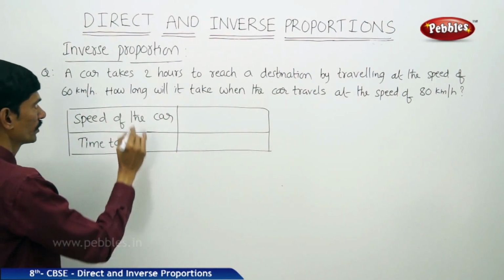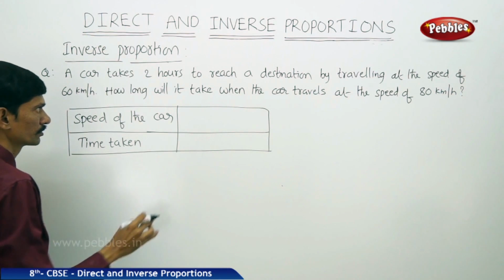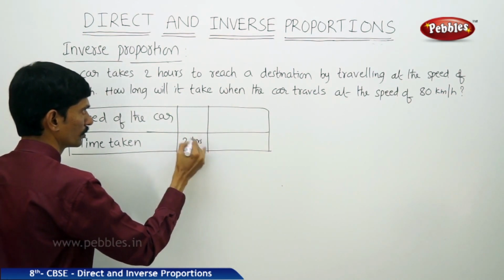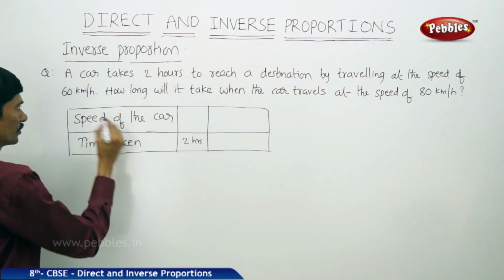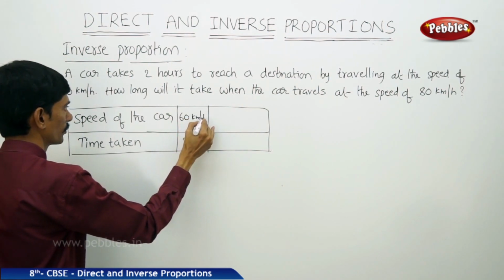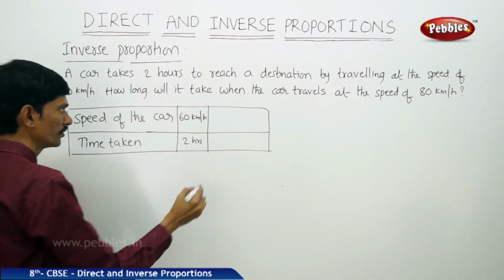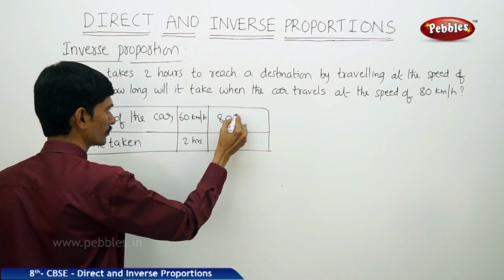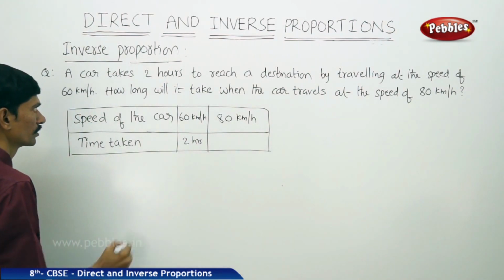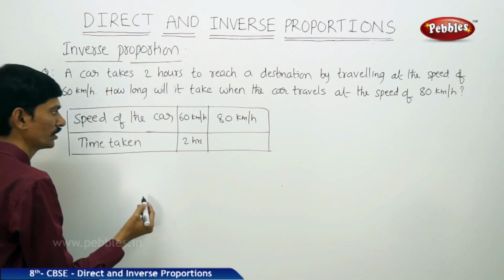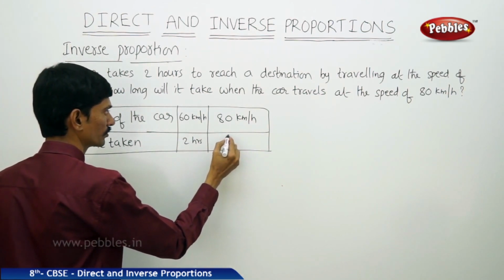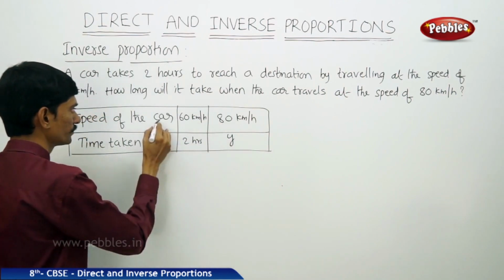Now a car takes 2 hours to reach a destination, so when it is taking 2 hours, then what is the speed of the car? 60 km per hour. Then when the speed of the car is 80 km per hour, then how long will it take? Then we should find out the time taken by the car at the speed 80 km per hour. So we should find out the y value.